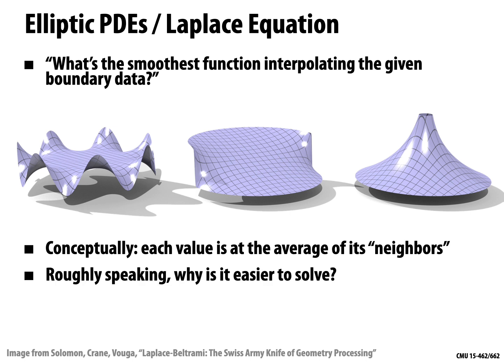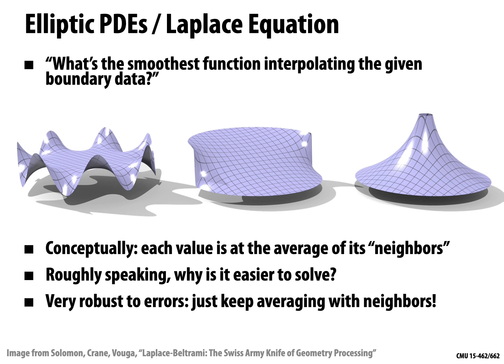Why is this an easy equation to solve? Why is this nice numerically? Well, one way to think about it is if the solution is found by just looking for the average of my neighbors, then this is kind of robust to errors. I can just keep averaging my values over and over and over again until things converge. And if I make some little mistake along the way, no worries, that's going to be averaged out.